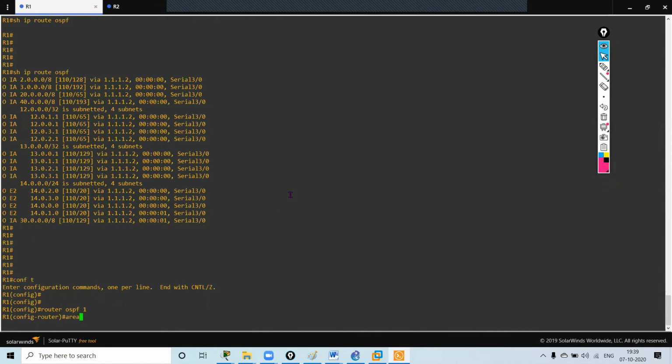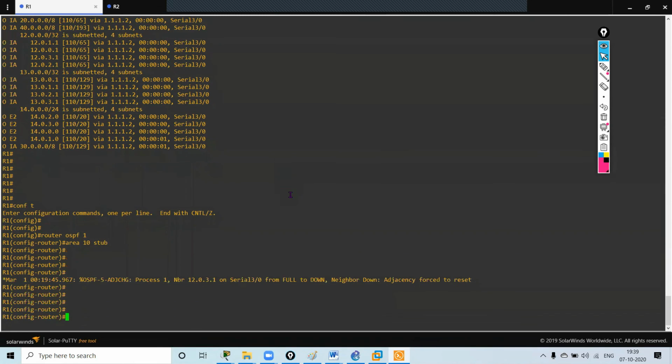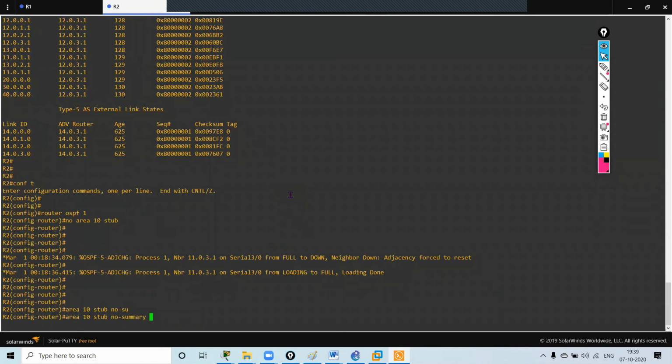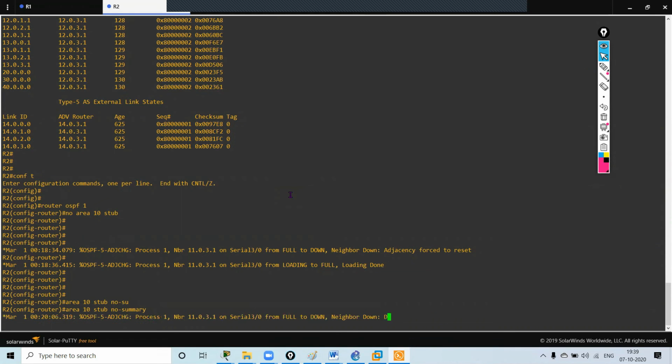area 10 stub. On all the internal routers, I have to give this command. Here in my example, I am only having one internal router. On the area border router, you have to give a command area 10 stub and no summary. Only on the ABR router, you have to give this command area 10 stub no summary. Got it? Only on ABR router.